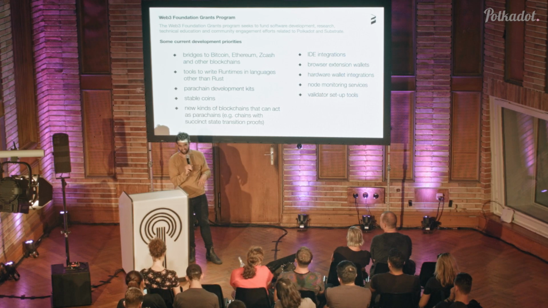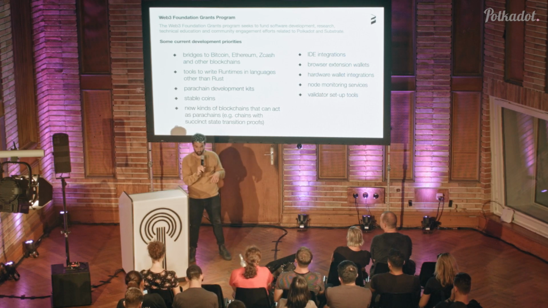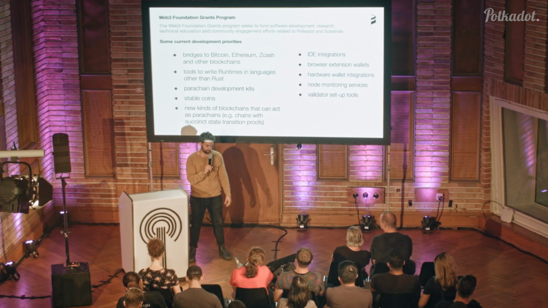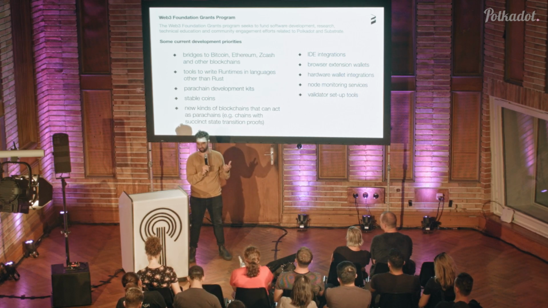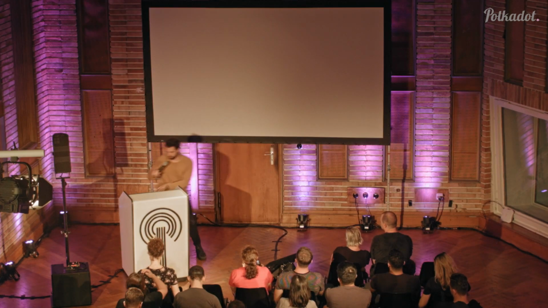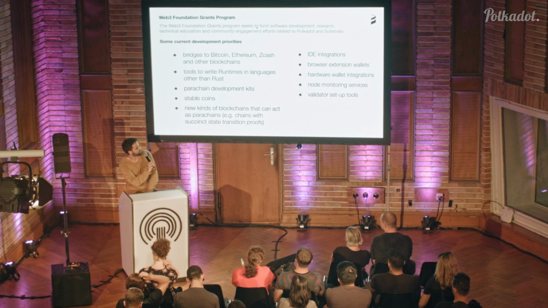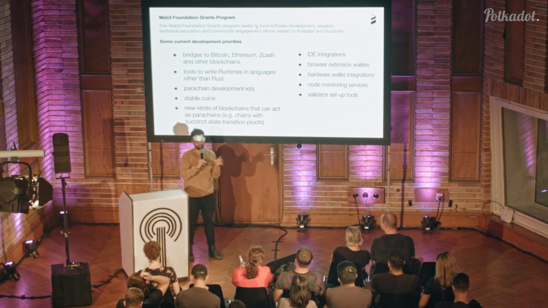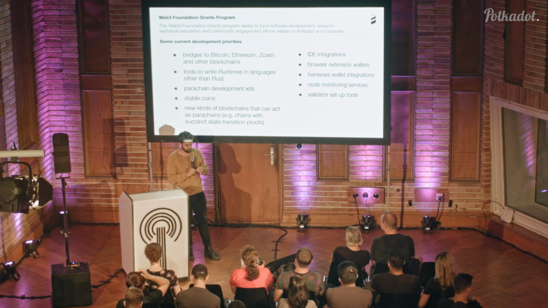New kinds of blockchains that can act as parachains. If you're building a new type of blockchain that has an interesting potential use case, particularly what I've written up there, ones with succinct state transition proofs. There are designs out there like the one Coda's doing, where you use ZK-SNARKs basically to give the ability for the blockchain state to be checked in constant time. That sort of thing is nice.